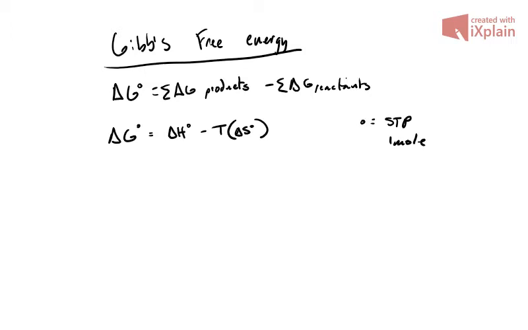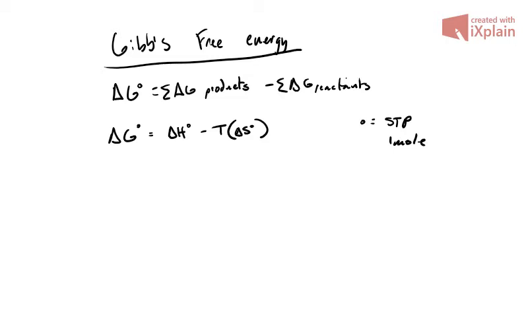Now it changes with temperature. The event can change with temperature. An event that was not spontaneous at room temperature could be spontaneous at a different temperature. That is why that T is in there.